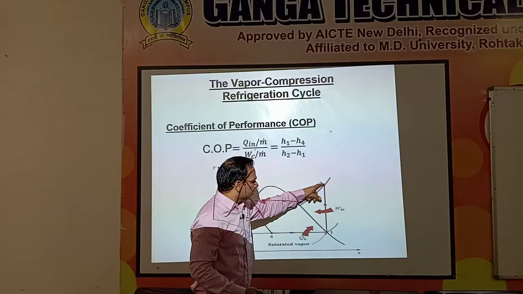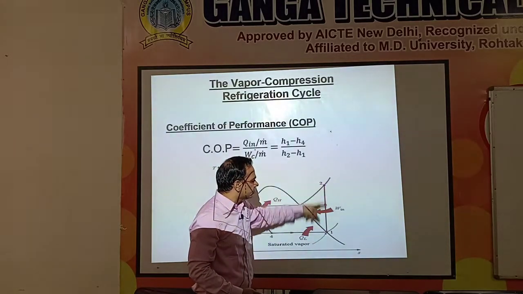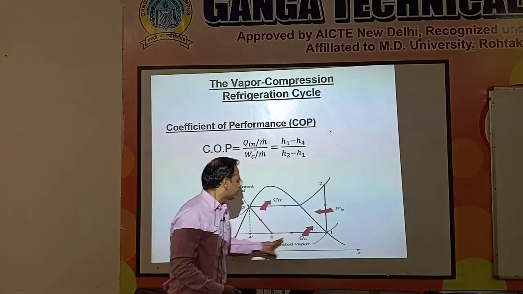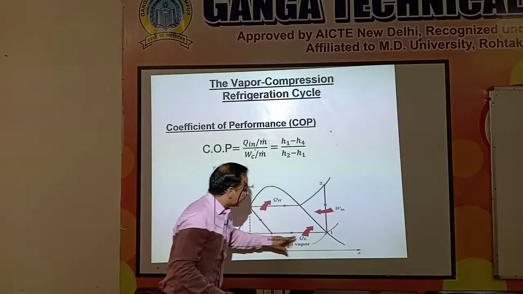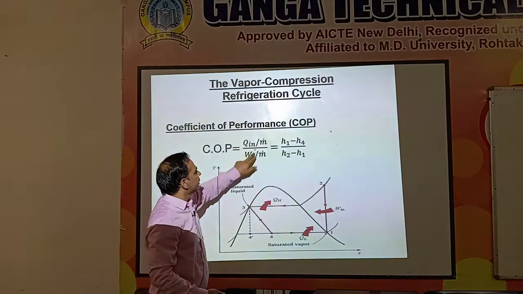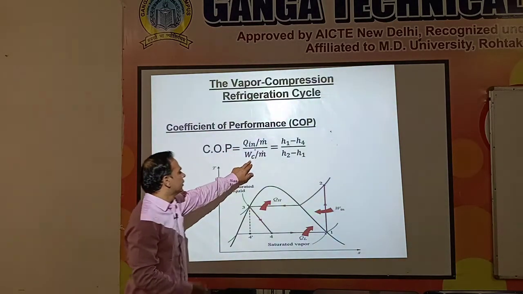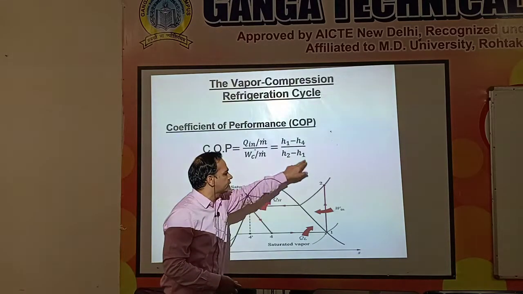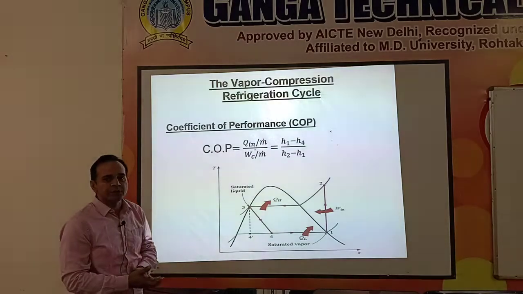Okay, so the work input will be given by H2 minus H1, whereas the refrigerating effect will be equal to H1 minus H4. So we are calculating their ratio to find out the coefficient of performance. Q in divided by work consumed will be equal to (H1 minus H4) divided by (H2 minus H1). This is the coefficient of performance.